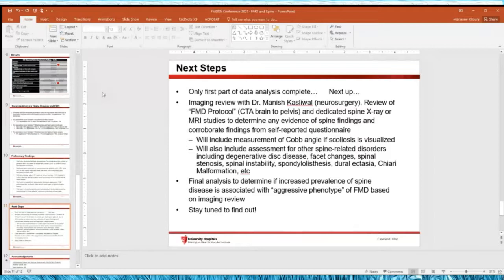And then there will be another final analysis to determine, on imaging review as opposed to just a self-reported patient questionnaire, if there is an association of the aggressive phenotype of FMD with increased prevalence of spine disease. So stay tuned to find out.